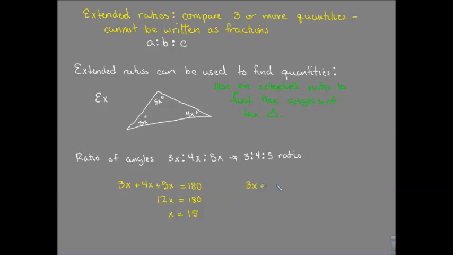So 3x will be 3 times 15, 4x will be 4 times 15, and 5x will be 5 times 15. So these are the degrees of that triangle. And you can check yourself by adding them together. And then you know that they worked.